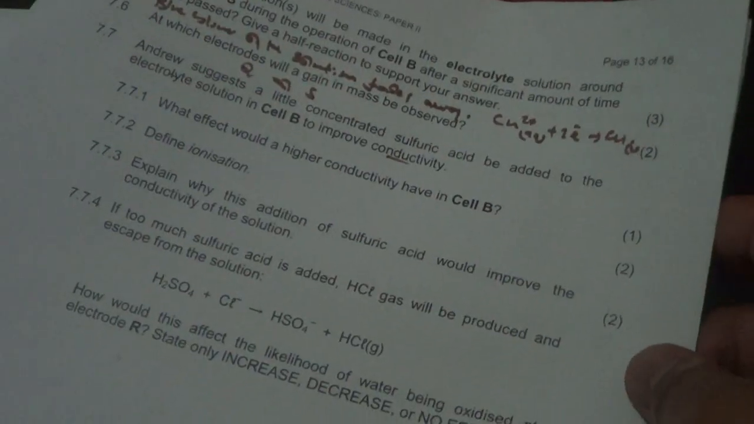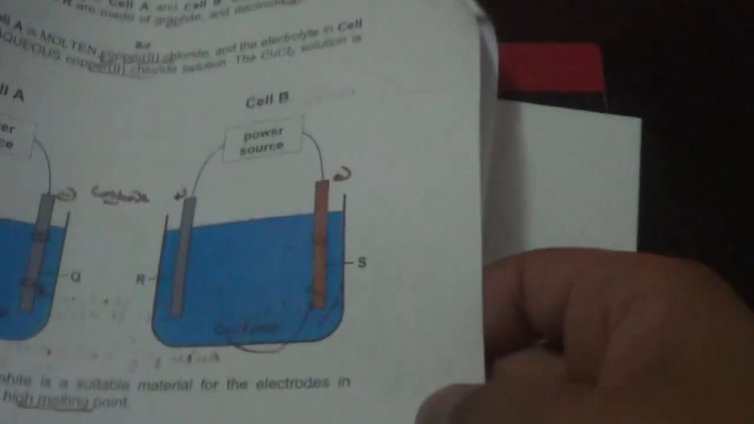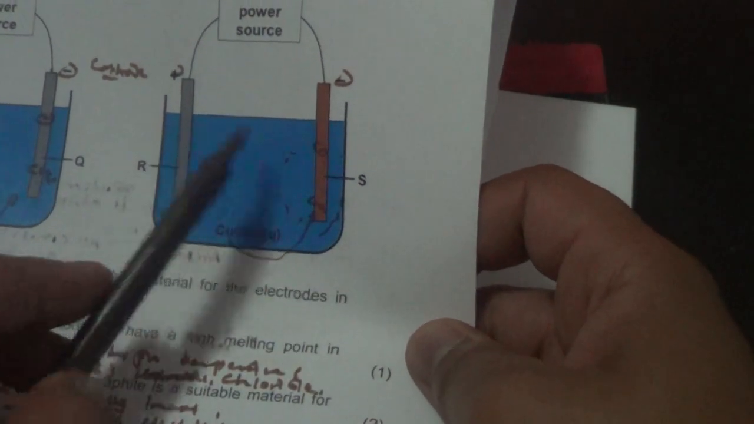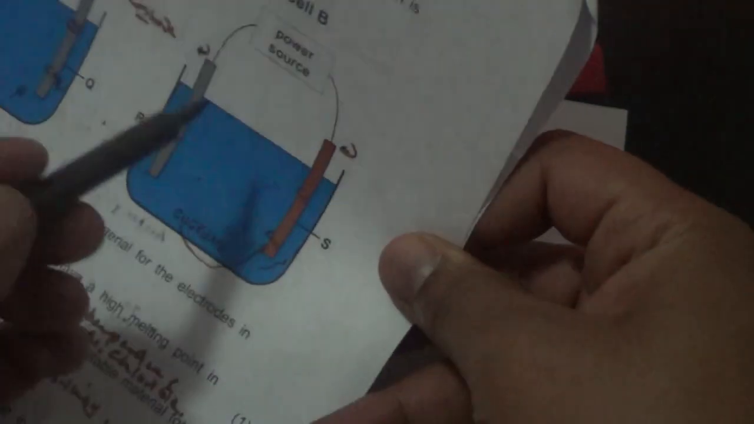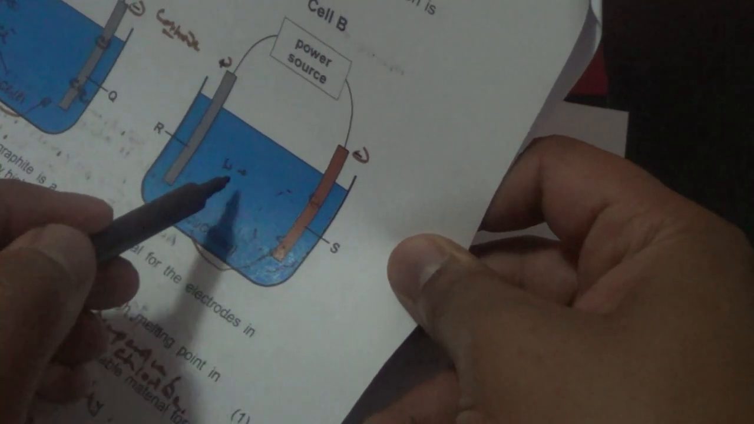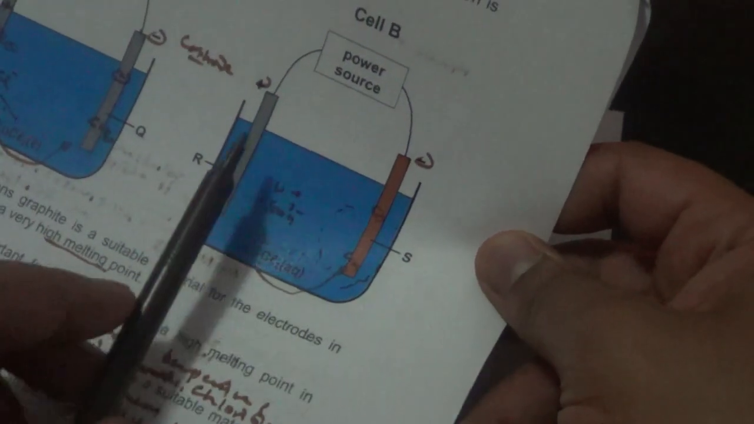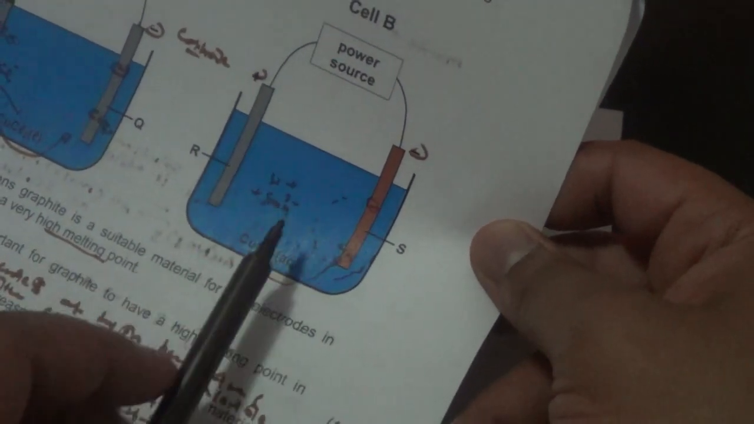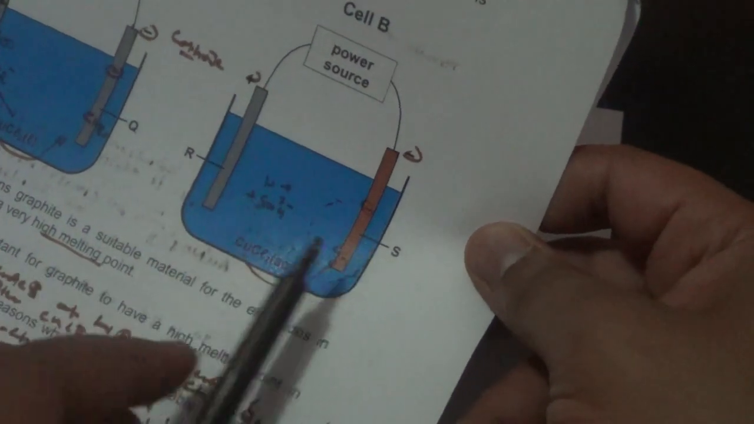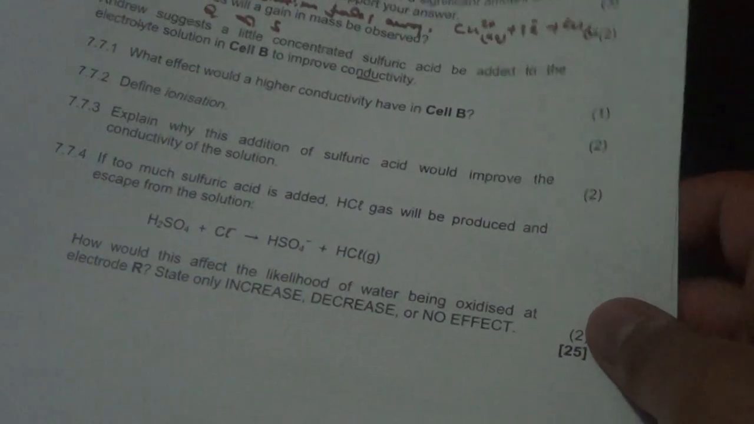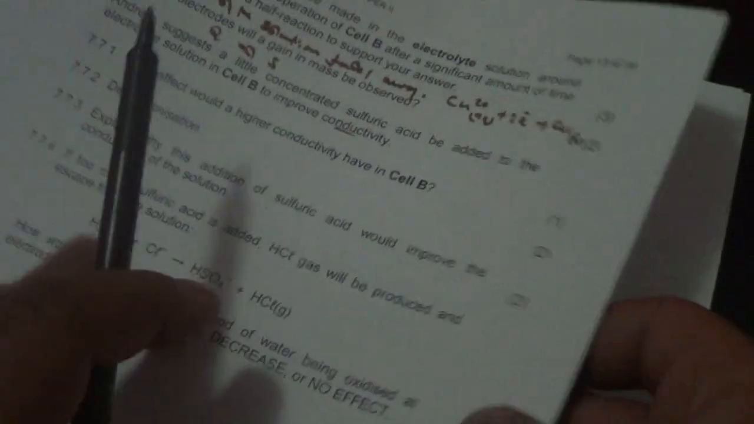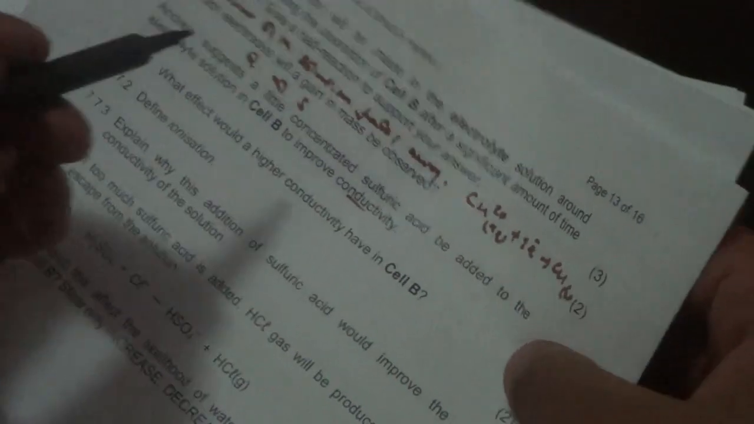Okay, so basically, what do we know is going to happen here? Already we have ions here. So if we add sulfuric acid, we're going to add H plus ions plus the sulfate ions. Sulfuric acid will dissociate completely into those ions. So that means the total number of ions in the solution is going to increase, and that is why the conductivity is also increasing. So what we know is that the reaction will proceed much faster.